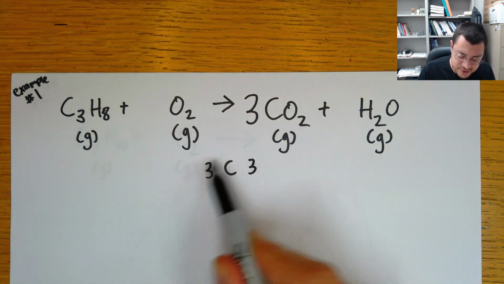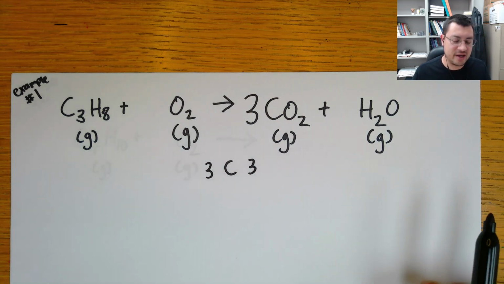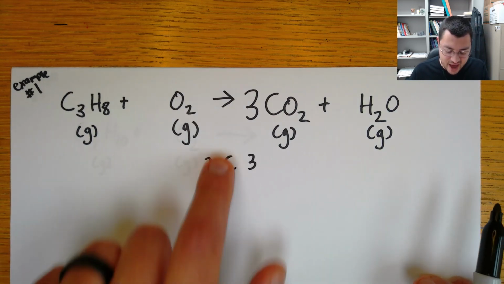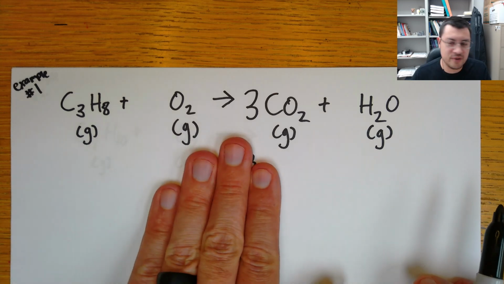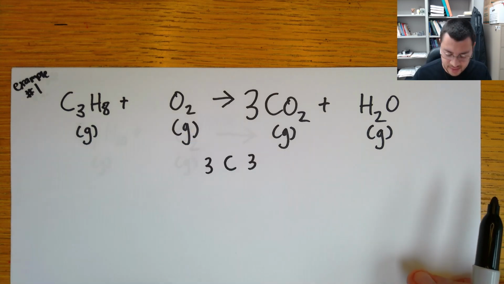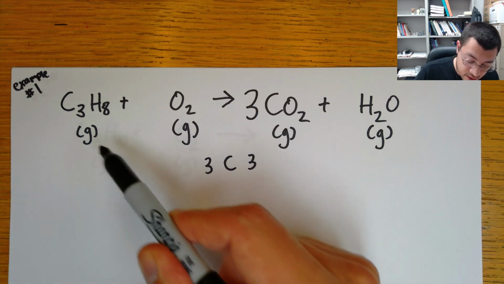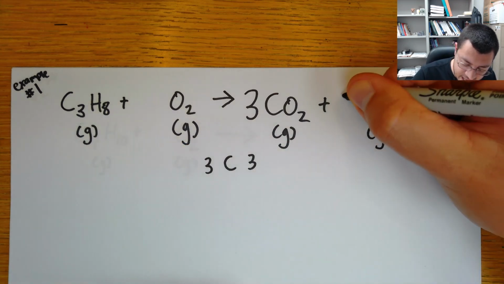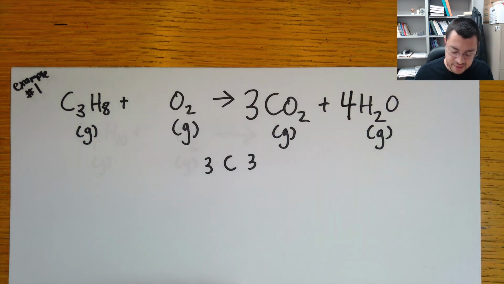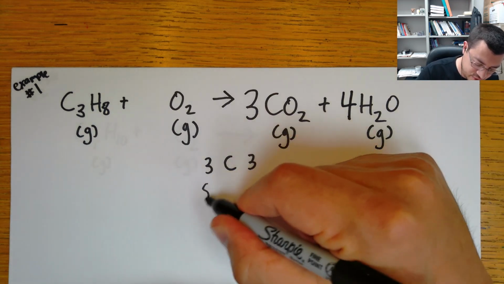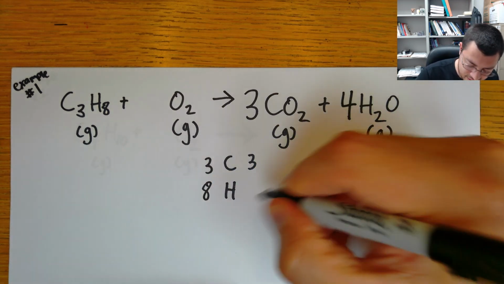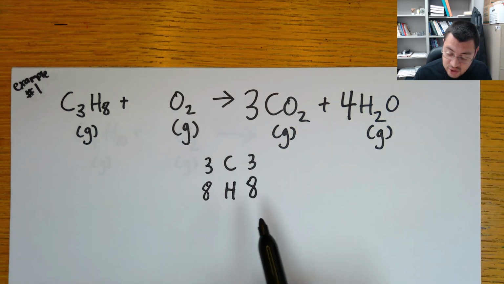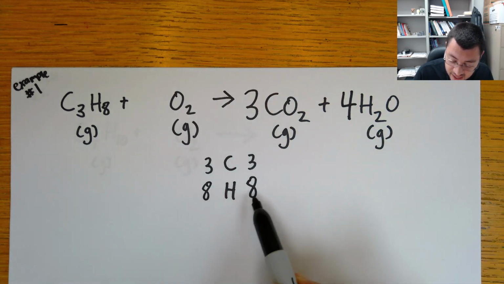This is optional kind of scratch work. I get asked very often, do I have to do this in the middle? No. If you don't find it helpful, don't do it. All right. I have 8 hydrogens on the left, so to get 8 hydrogens on the right, I'll put a 4 right there. So keeping track of score, 8H, 8 hydrogens.